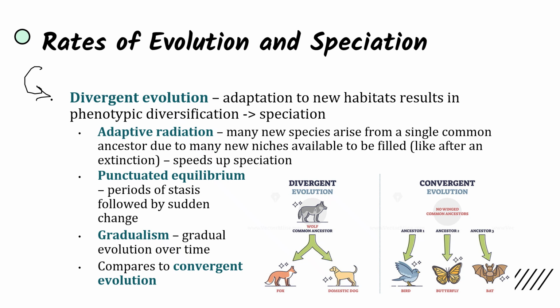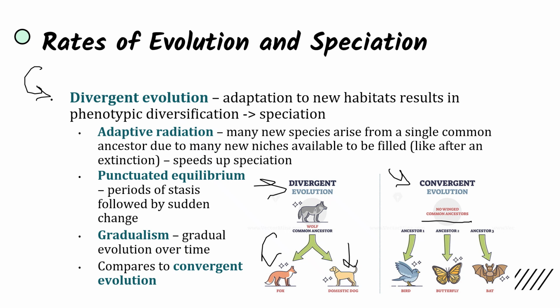And this compares to convergent evolution, in which case the same structures with the same function are going to evolve because of similarity in environment. So over here we see in divergent evolution, we're going from a common ancestor into fox and domestic dog. Speciation has occurred as these different wolves are filling different roles within the environment and have different traits that make them better adapted to different parts in the environment. Whereas in convergent evolution, there's no winged common ancestor, but birds have evolved wings, butterflies have evolved wings, and bats have evolved wings, because all of those allow them to better survive within their environment.